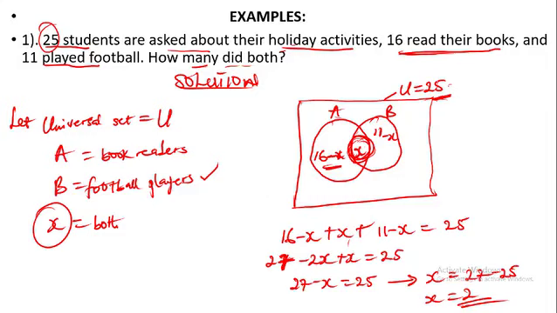So let us now check if it is correct. If X is 2, so here is 2. Then 11 minus 2 gives us 9. 16 minus 2 gives us 14. 14 plus 9 gives us 23. Is that correct? Yeah. And 23 plus this 2 here gives us 25. So we have that U is equal to 25, and our X is equal to 2.